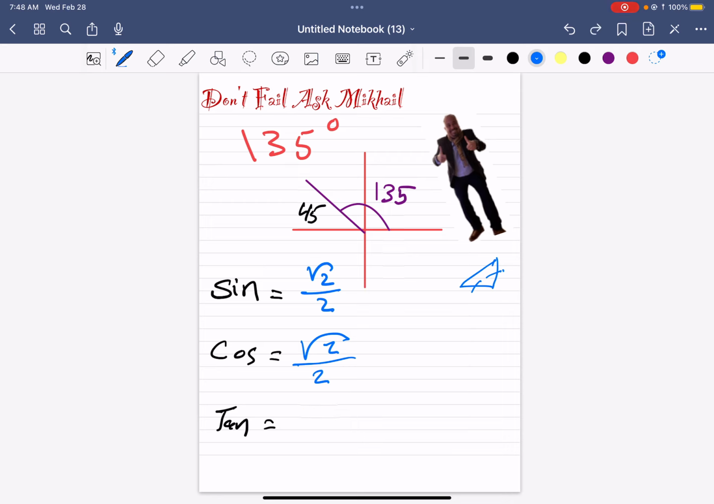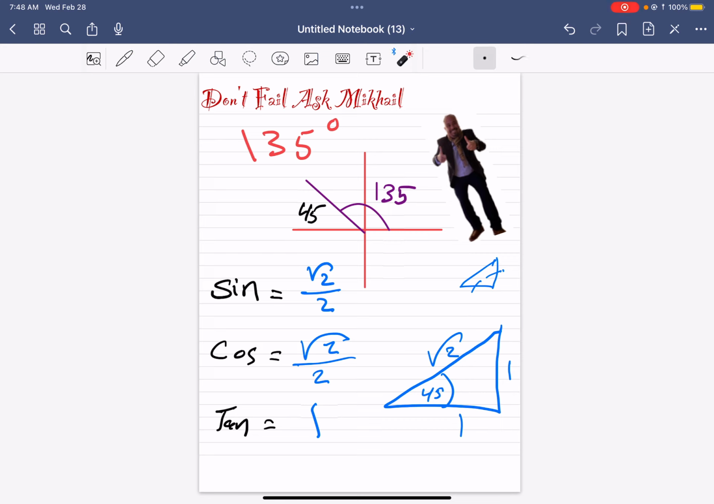And the tangent is sine divided by cosine. Now, if I take this sine and divide by cosine, and both are the same thing, so dividing something by itself equals 1. Another way you can do this is by using the isosceles triangle. If this side is 1, by the Pythagorean theorem the hypotenuse is radical 2. The angle is 45, so to find tangent, tangent is opposite over adjacent, which is 1 over 1, which equals 1.